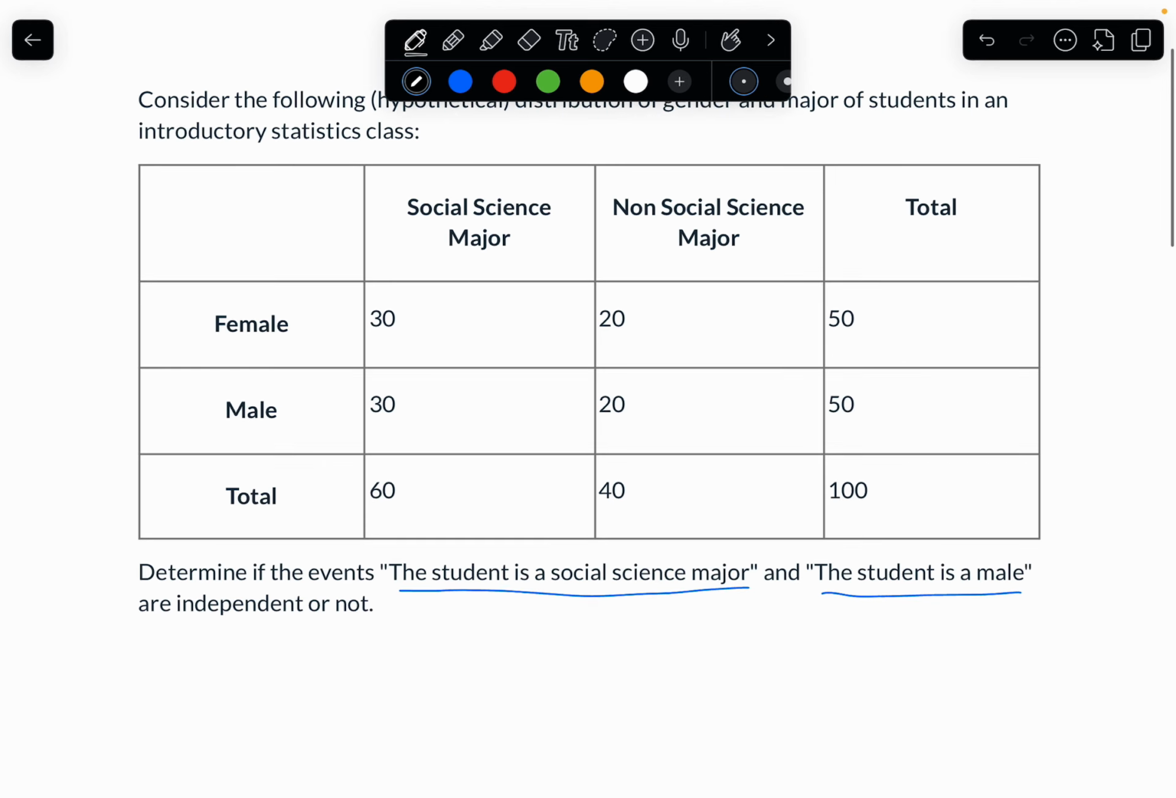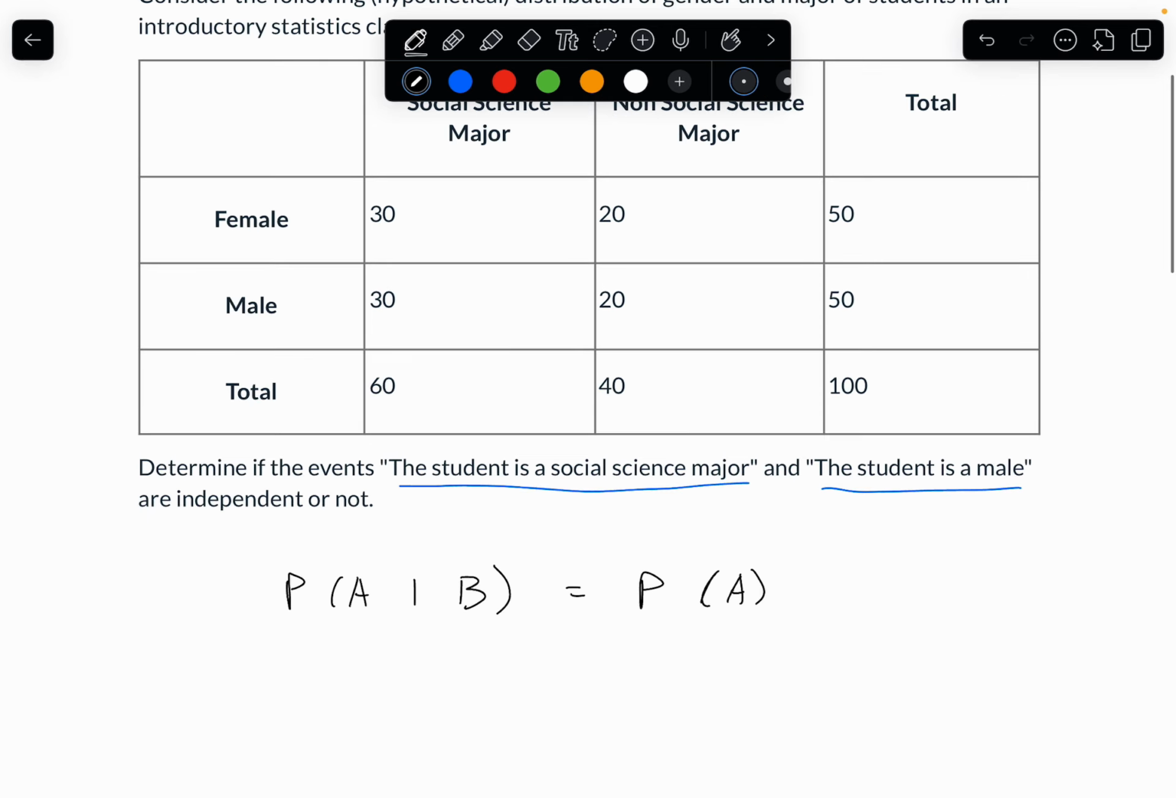So in order to determine if two events are independent, we need to look at the probability of A given B, whether that's equal to the probability of A. Now, it doesn't really matter which event we label as A or B. What this is saying is that the given B right here, the probability of A given B, knowing that B has happened or B is true, doesn't affect the probability of A at all. That doesn't change anything. So if these two probabilities are equal, then they are independent. If they are not equal, then they are not independent.